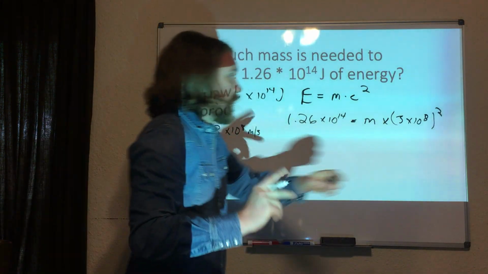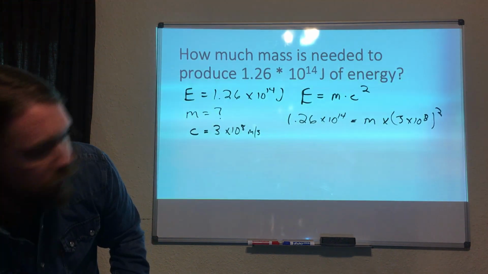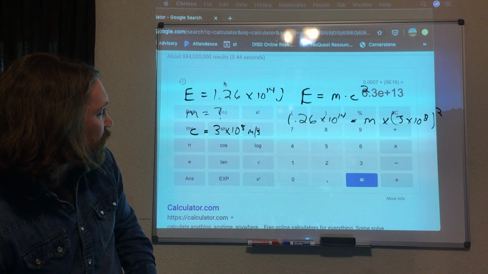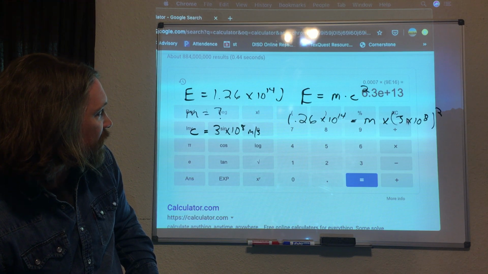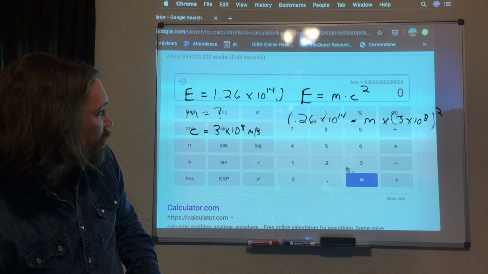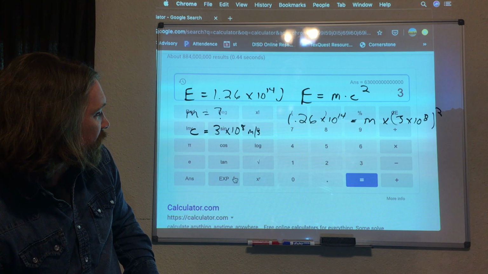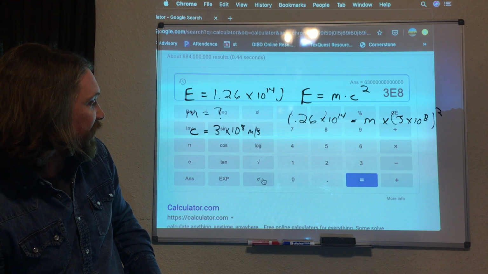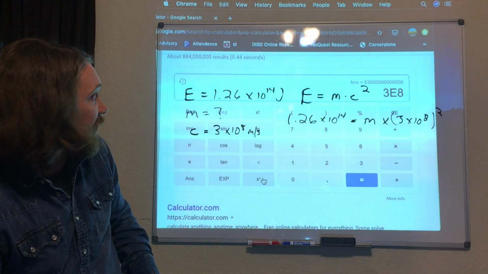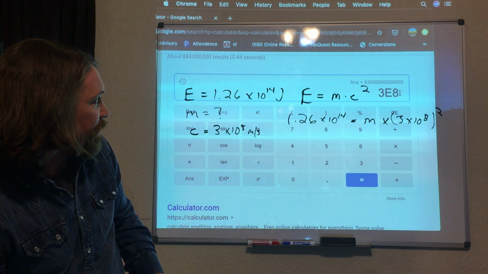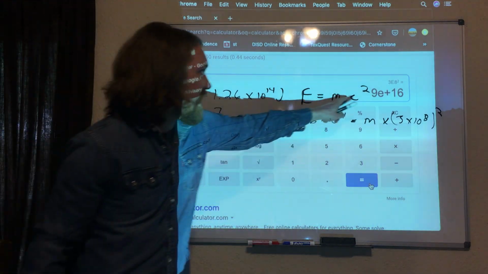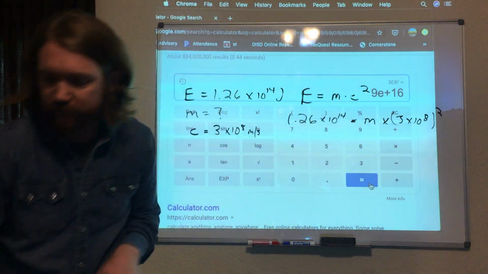If you don't remember, you can always go back to your calculator here. We clear this out. All clear. 3 EE 8. And if you want to raise something to an exponent, you hit this x to the y. Boom. That gives you a little box right here, and you square it, times 2. Hit enter. That is 9 times 10 to the 16th.